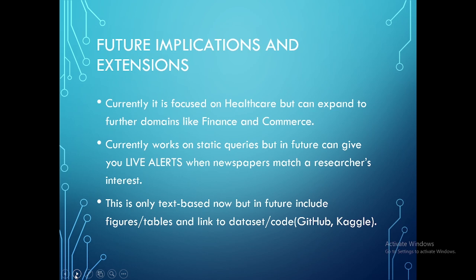Now, what are the future implications and extensions? So currently it is focused on healthcare, but you can expand it to further domains like finance and commerce. Currently it works on static queries, but in future it can give you live alerts, like if you want newspaper headings to match a researcher's interest. It is only text-based now, but in future you can include figures and tables and links to dataset code like GitHub or Kaggle.